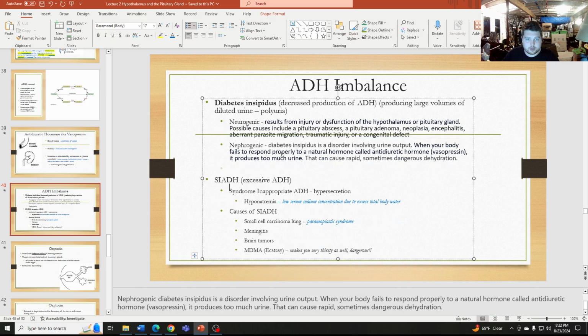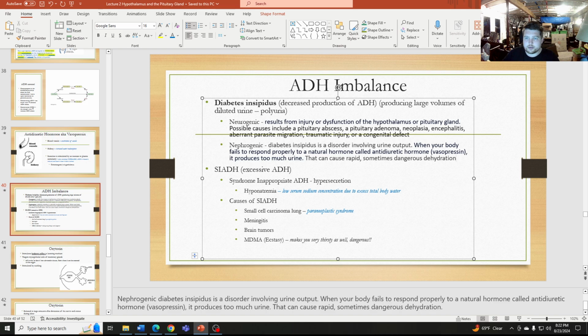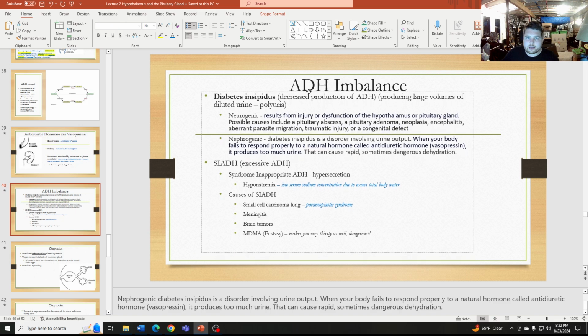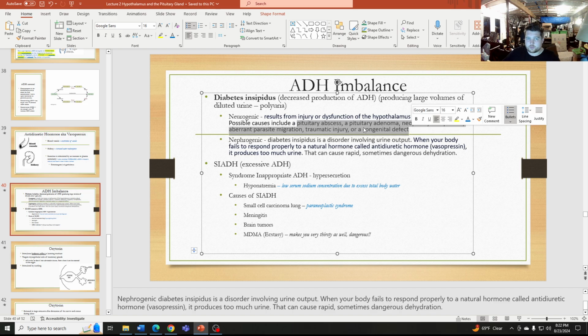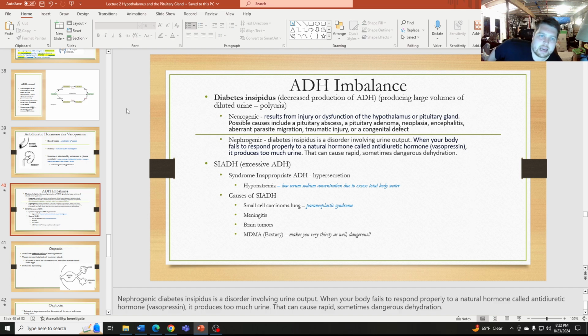I'm going to add these up in here so that way it's easier to see. So the neurogenic is due to injury or dysfunction of the hypothalamus or the pituitary gland itself, due to any of these reasons, and that causes not enough release of ADH, and therefore we get large volumes of diluted urine, or polyuria.